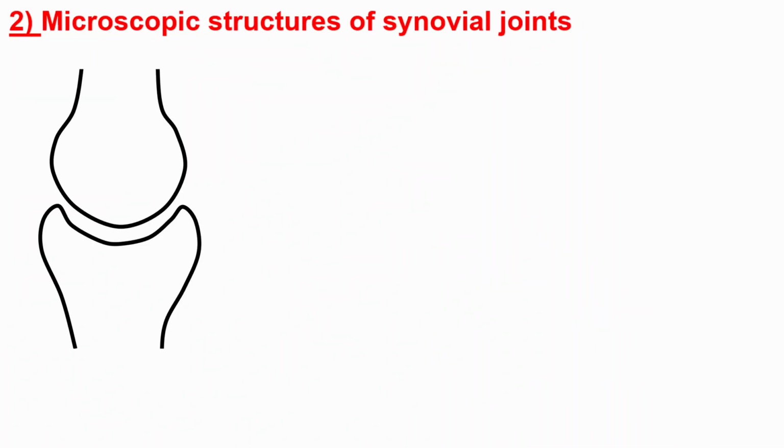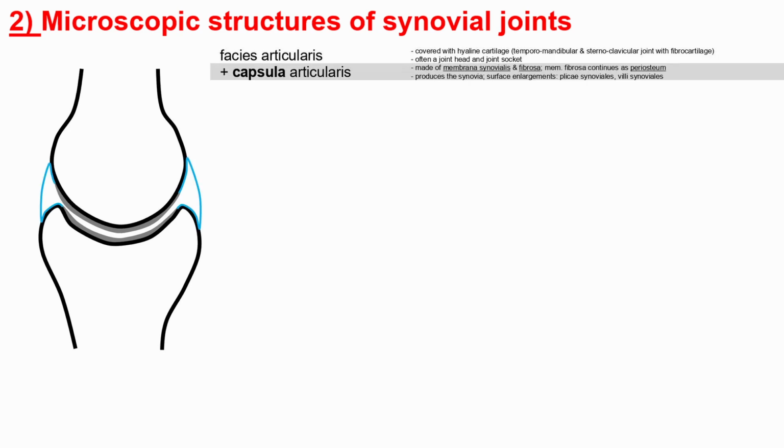Microscopic structure of synovial joints. The main components of a synovial joint are, for one, the articular surfaces of the bones, which are lined with hyaline cartilage. Next, we have the synovial membrane of the joint capsule that attaches close to the articular surfaces, and the fibrous membrane that lies over the synovial membrane.